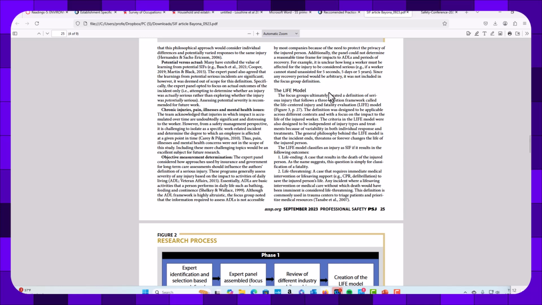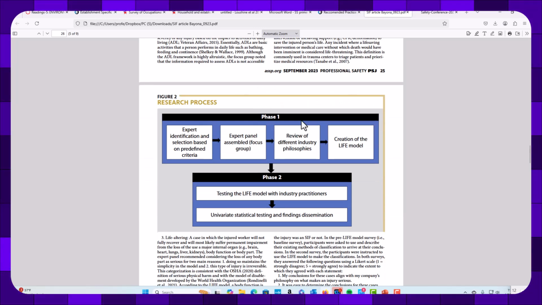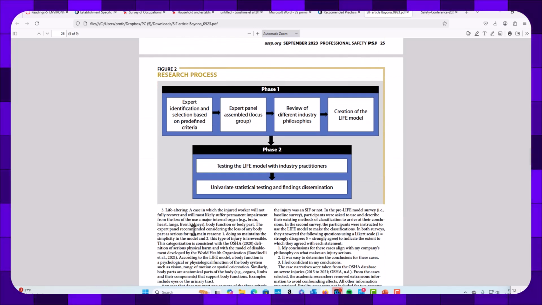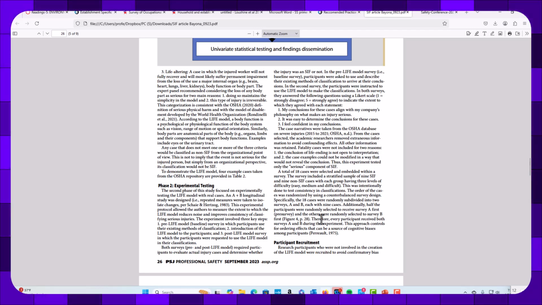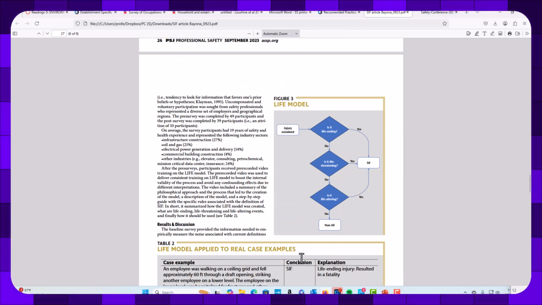Now they really promote this life model, which classifies an injury as if it results in one of the following: life-ending, life-threatening, or life-altering. Yeah, I guess I can get down with that. But I feel like we've skipped some steps here as they're trying to formulate this life model. So injury sustained, is it life-ending? Is it life-threatening? Is it life-altering? And that's when you code it as a CIF or a non-CIF. But the thing is, what about the potential of it? I think that's interesting too.